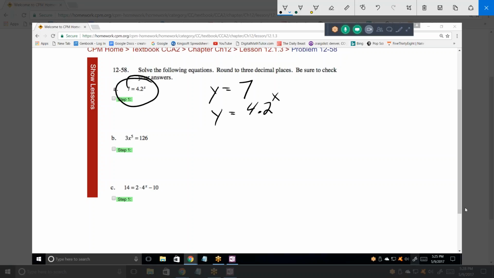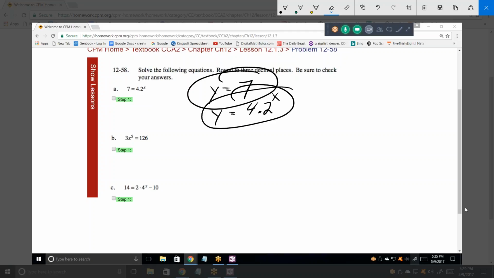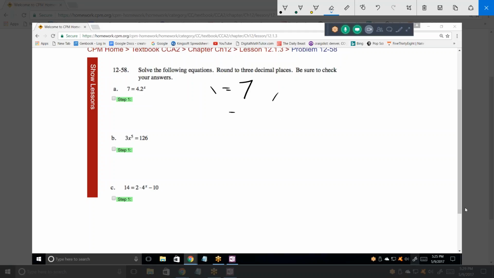Now you might have to go in there and do a trace, depending on your calculator. But always remember that solutions lie at the intersections of 2 functions. And y equals 7 is one function, and y equals that is another one. So where those are equal is the x value. And you would get it to however many decimal places you wanted. So you can actually do this without logs, although not that they want you to. They want you to use logs.